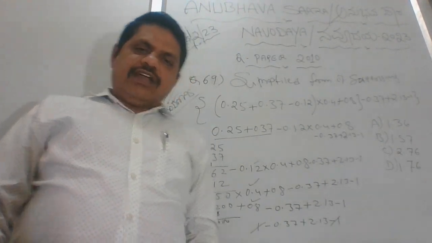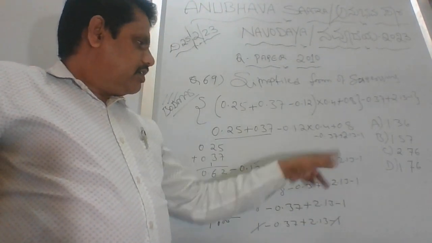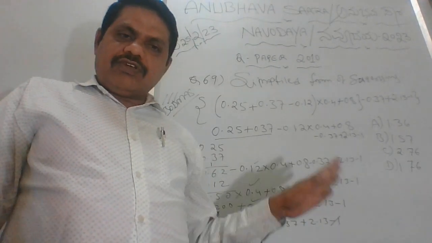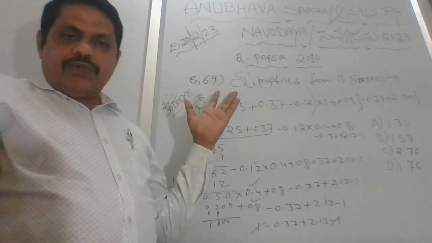Okay, so there was slight confusion. I'll explain it because we left out 0.37 here. That's what I was searching for: where exactly we made the mistake and why we did not get the answer. I'll explain it to you one by one.